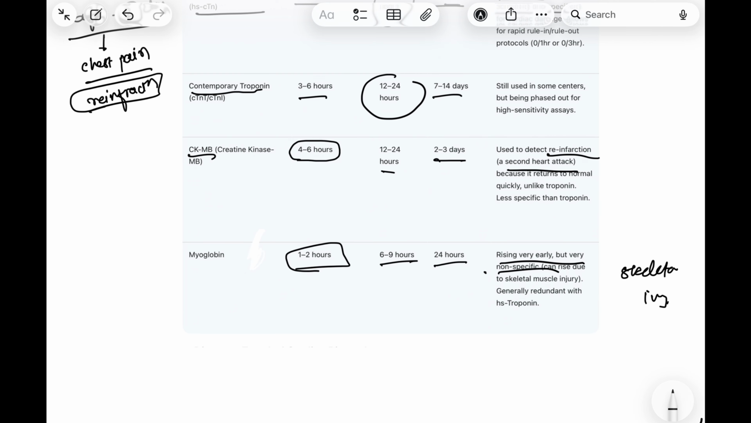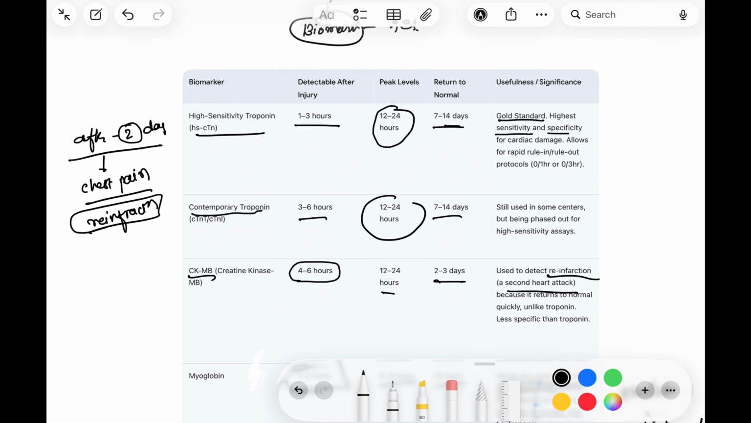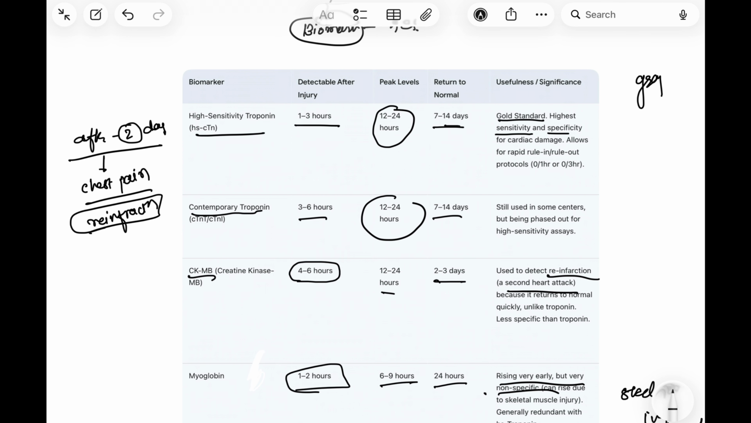So these are the biomarkers that we should understand and remember to diagnose ACS. In NEET PG, they can put a graph in which they give you a trend and ask which biomarker can represent this trend. So you need to understand the specific timings of these particular biomarkers to get that question right.